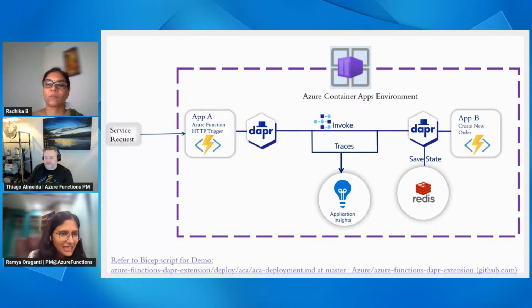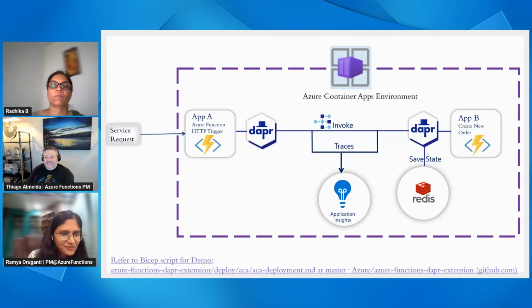So I've dropped in the link to the Bicep script that Radhika just demoed. I encourage folks to try it out. We also have a GitHub repo for Azure Functions on ACA and the Dapr extension. So if there are any issues or you would like to make some feature requests, I'll drop the link here too. Look forward to all the feedback and your asks, and if there are any issues, we're happy to support you.